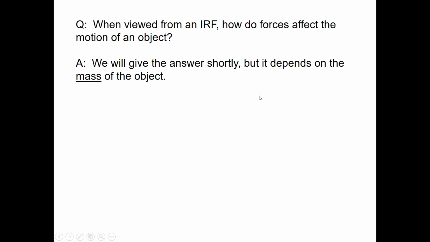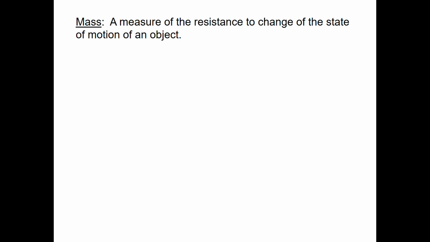And we all have some intuition about mass, but it's important to be a little bit more precise in physics. In particular, what's the difference between the mass of an object and the weight of an object? Mass is a measure of the resistance to the change of the state of motion of an object. In other words, when we say the state of motion, we mean moving with a certain velocity. And if we change its velocity, we're changing the state of motion of that object.